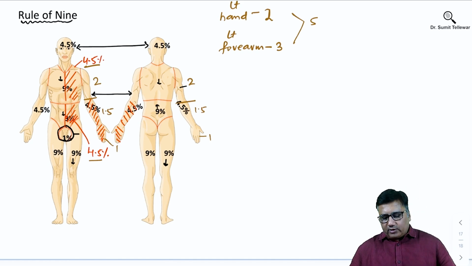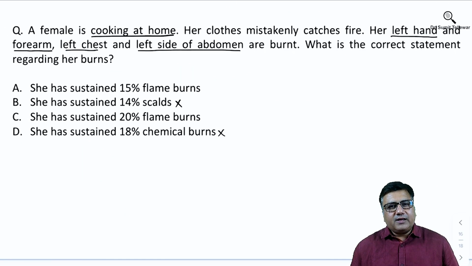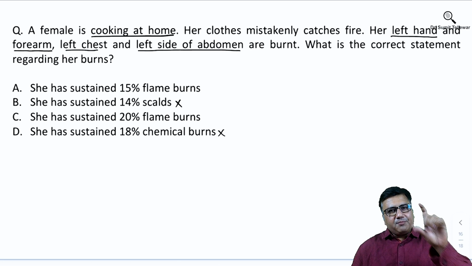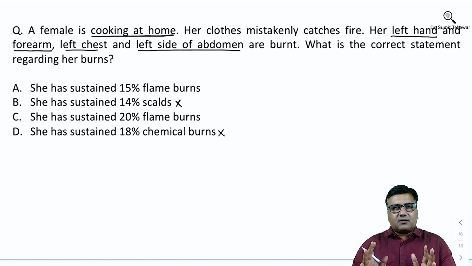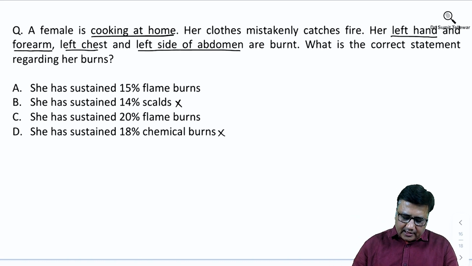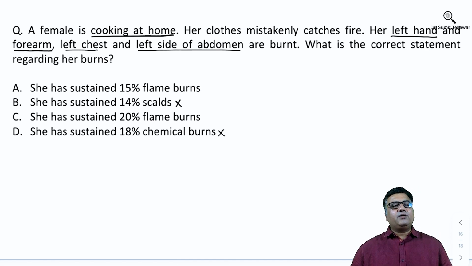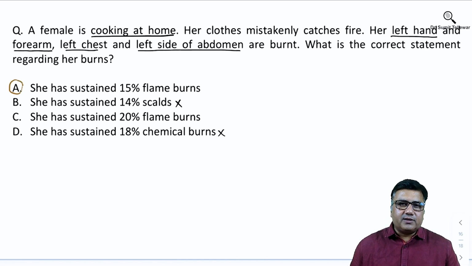So if you come back to our question, what have we seen? That the remaining two options are she has sustained 15% flame burns or she has sustained 20% flame burns. So the closest answer that we have is option number A. She has sustained 15% of flame burns.